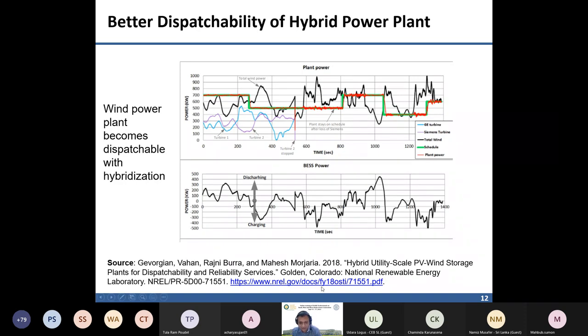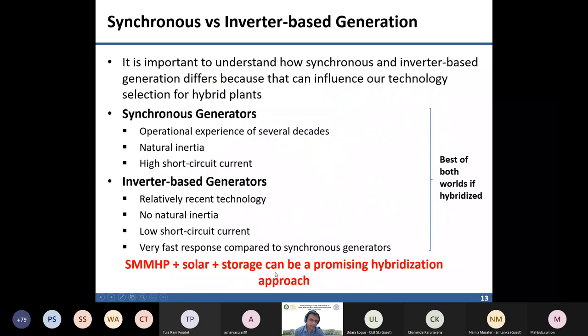So again, another reference here for you to go into the details and look at all that they did in case you are interested. Now, I think we are getting very close to the end of the presentation.